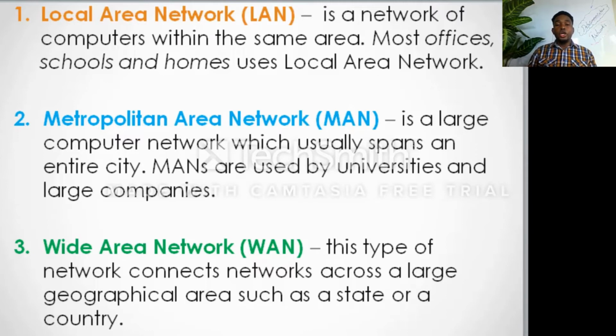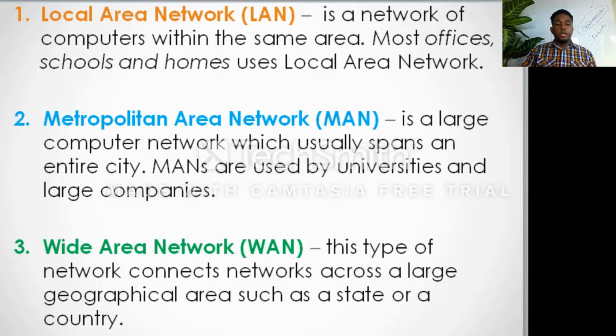The third one is your wide area network, WAN, W-A-N. This type of network consists of smaller local area networks. So it's mainly local area networks connected together, which is going to form your wide area network. This type of network connects other networks across a large geographical area, such as a state or country. So we're looking at country to country connection.